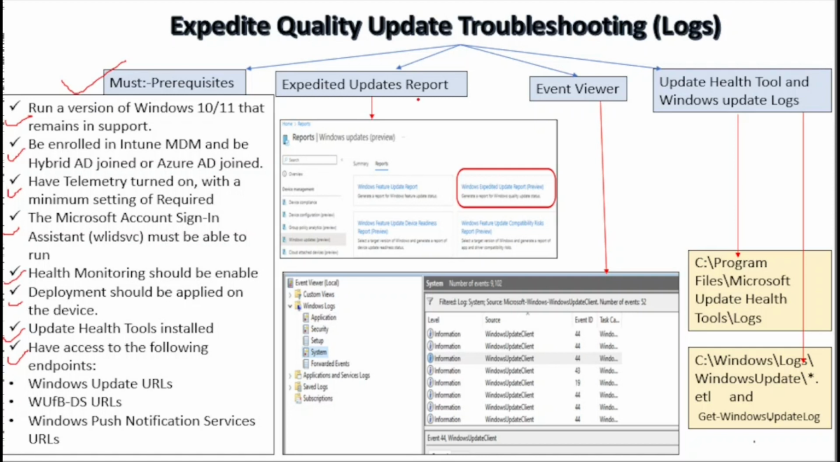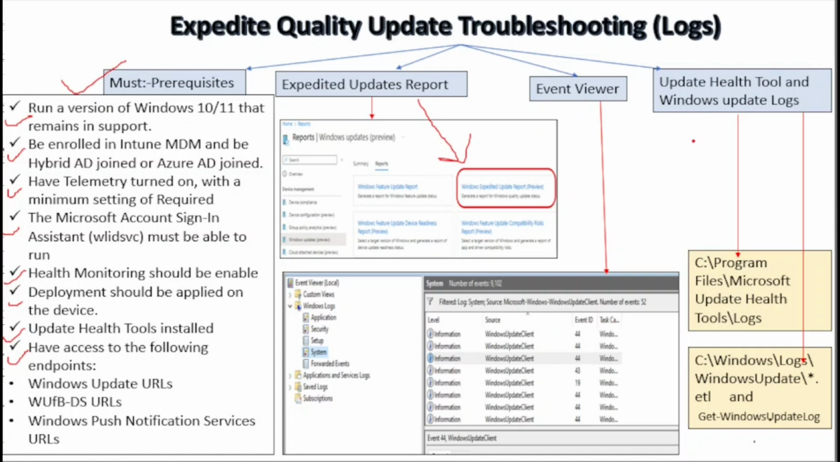Then from the expedite reports, we can track the update installation starting from deployment offering till the installation. And on the client machine, we can use the event viewer to track the end-to-end process of update deployment, starting from policy receiving till the installation and review.